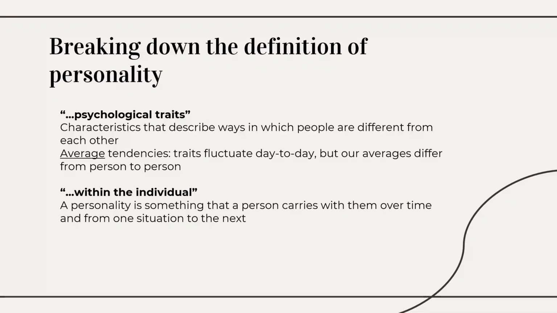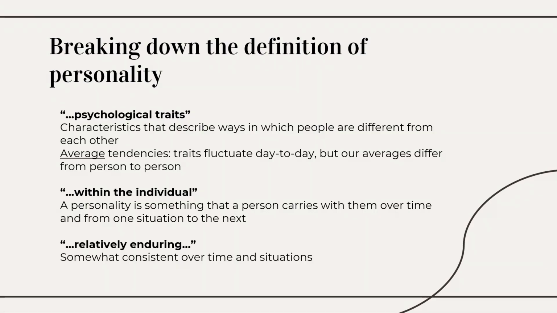The definition also says personality exists within the individual. This means personality is relatively stable across situations and over time, just like traits. Even though people adapt to context, there is usually some continuity in how they think, feel, and behave. For instance, a person who is highly conscientious at work is often also organized in other areas of life.